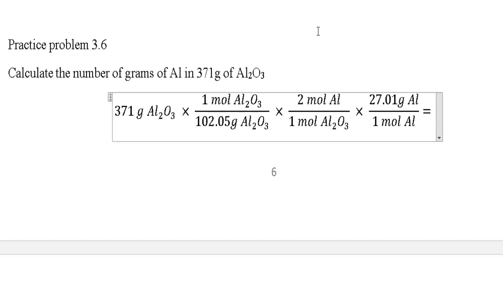And let's look at our units cancellation. The grams cancel out with grams. The moles cancel out with moles. This mole of Al cancels out with this mole of Al. And we're left with grams of Al, which is what the problem asks us to find. About 196 grams of Al is what I get in my calculator.